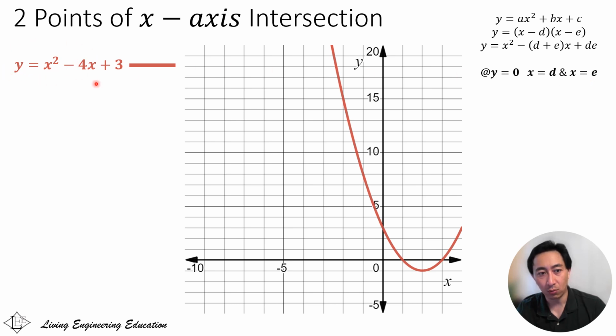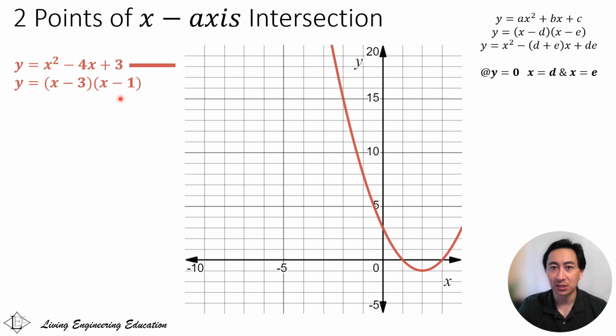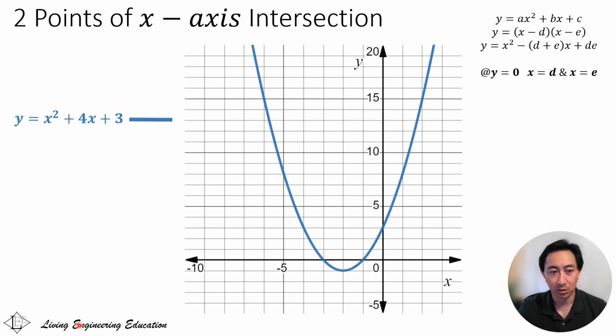So how can I rewrite this equation so that I can look at it in this form and quickly identify my points of intersection? Well, this can be rewritten as x minus 3 times x minus 1, right? Because that's x squared, minus 3 minus 1 is negative 4x, and minus 3 times negative 1 is positive 3. So that's consistent.